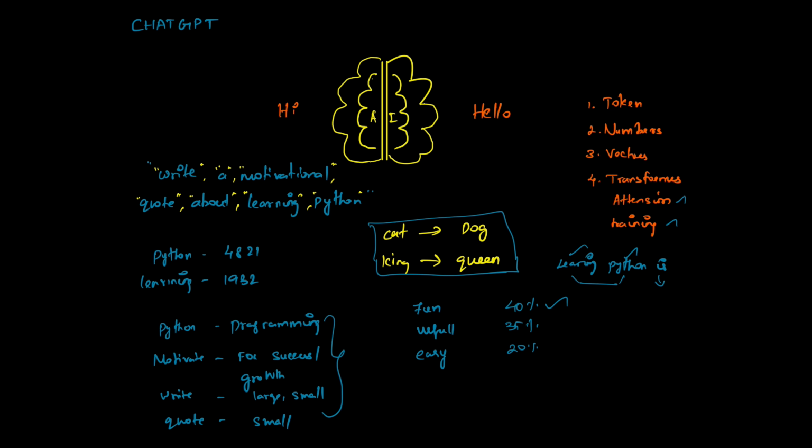So "write a motivational quote about learning Python" gives "learning Python is fun." This is how ChatGPT works, and this is how it gives the response back to the user.